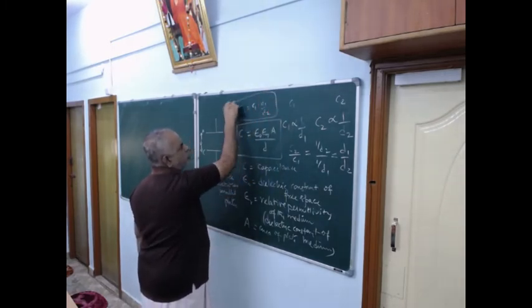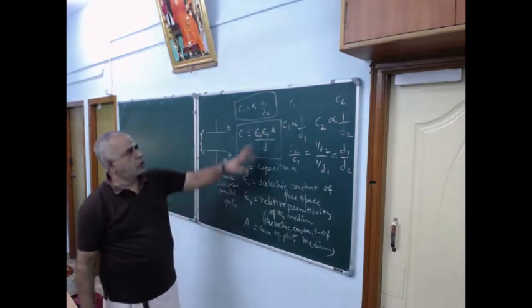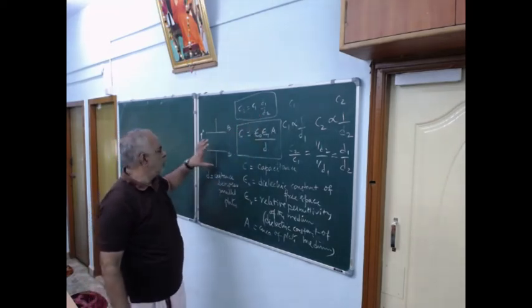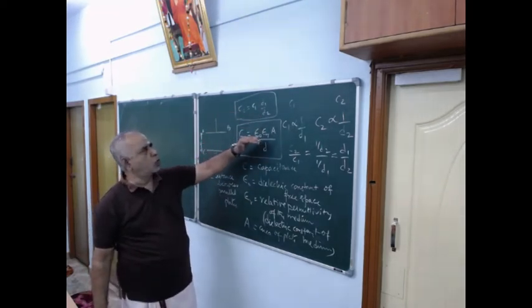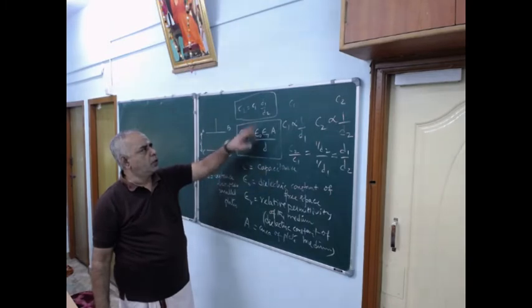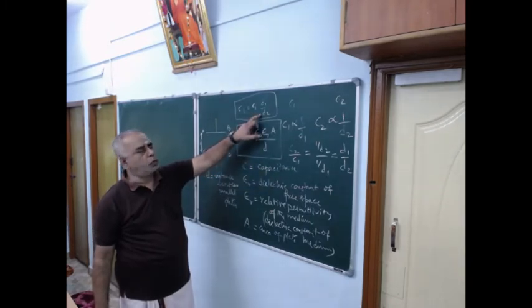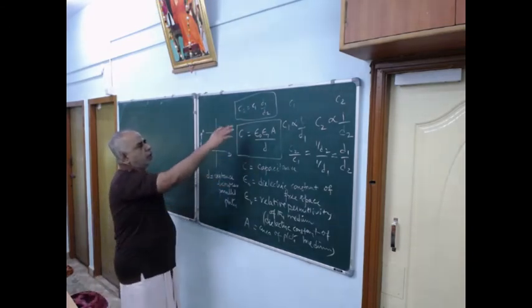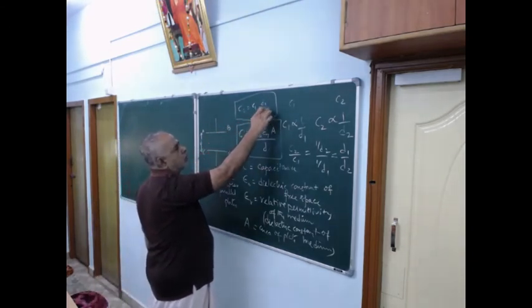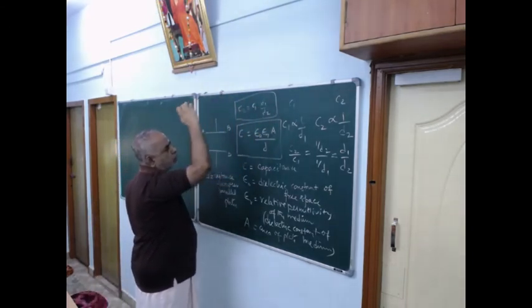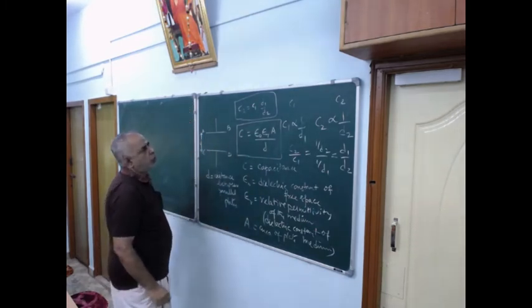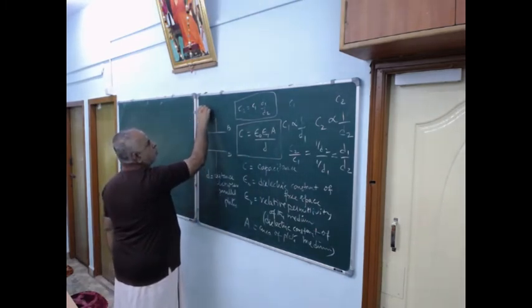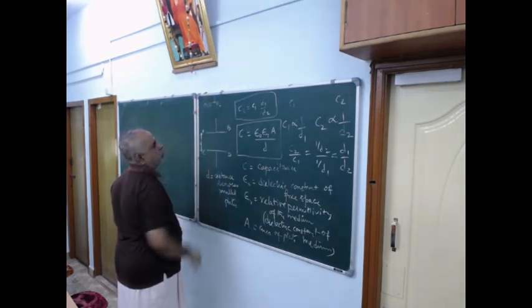Now you can suitably replace. For instance, if the distance between the parallel plates is reduced to half of the original distance, then you can put D2 equal to D1 by 2. Okay, so that D1 can be cancelled and you can bring up the 2 here. For instance, D2 is reduced to D1 by 2.